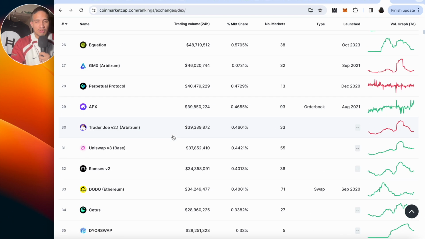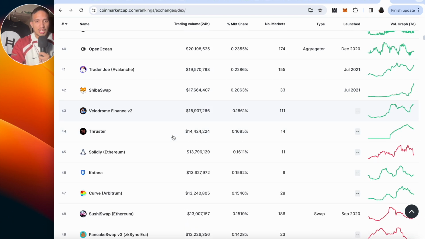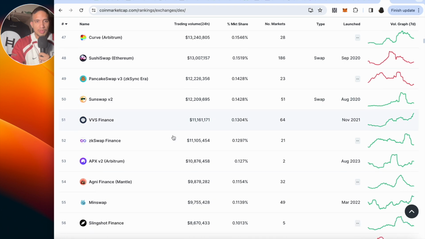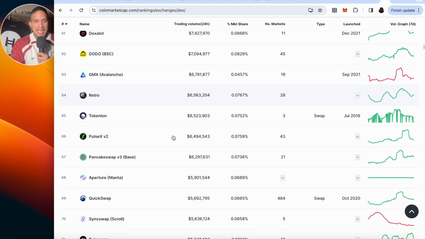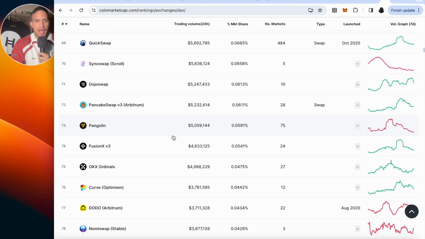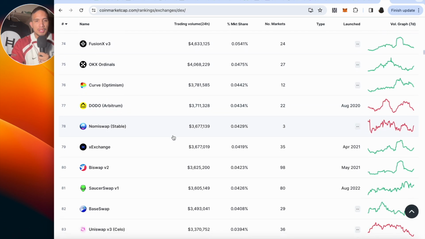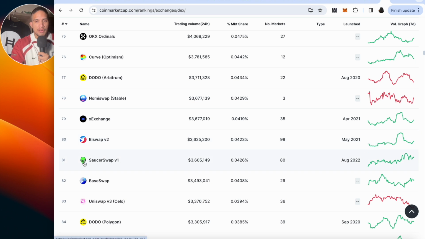Now let's look for SAUCERSWAP. SAUCERSWAP used to be in 130th place, so let's see where they're at now. Now they're chilling at, let's see, there it is, 81st. They're moving up. You can expect nothing less from the top and most popular DEX in Hedera. So they're moving up fast. Their speed is phenomenal, more secure.